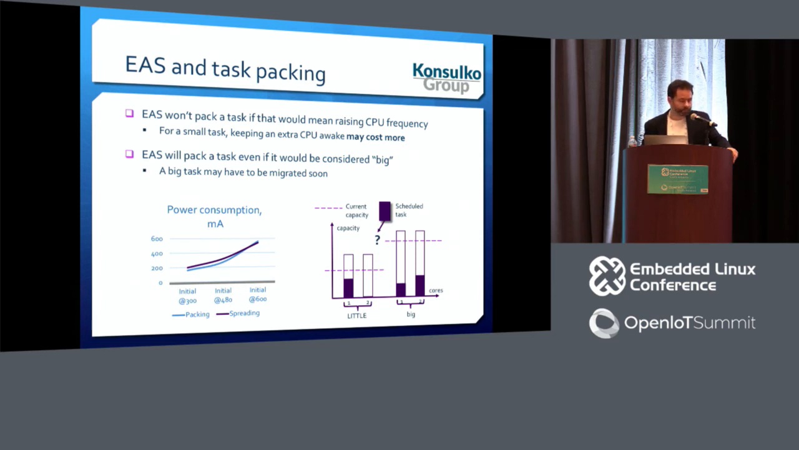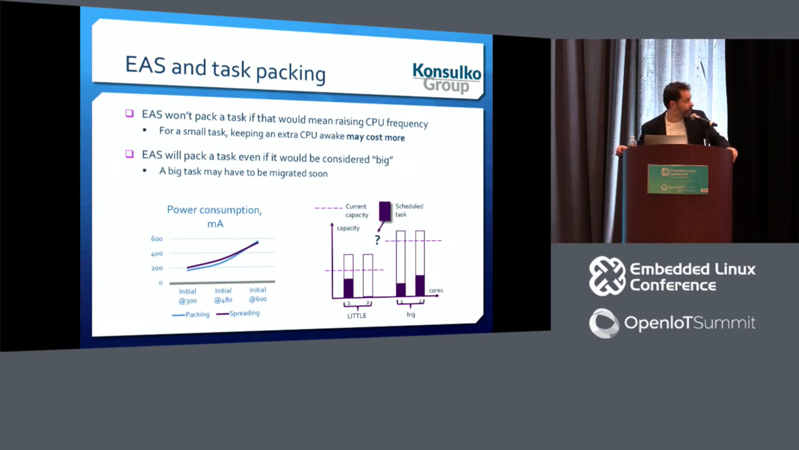But on the other hand, as shown on the graph to the left, the power consumption may be bigger if we have two cores operating on a smaller frequency as opposed to a single core on a slightly higher frequency. That changes when the frequencies are rising, but on small frequencies, that is usually the case. So sometimes it is actually better to pack tasks, even though packing would mean raising a frequency for the CPU that the task ends up upon, as opposed to having two CPUs running at the same time.